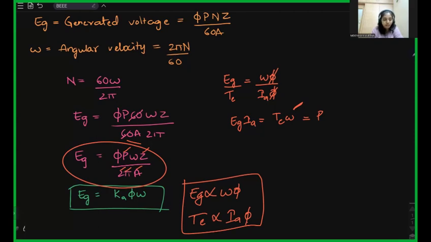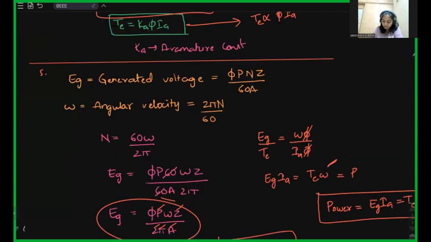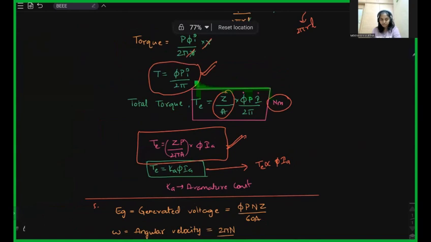If you remember, in terms of electrical circuits, the power is equal to V into I, where V is the voltage and I is the current, but here E is the EMF and I is the armature current. So we get another equation, which is power equals Eg into Ia equals T into omega. Also, we should note down that the unit for torque is Newton meters, EMF is volts, and the speed is RPM.